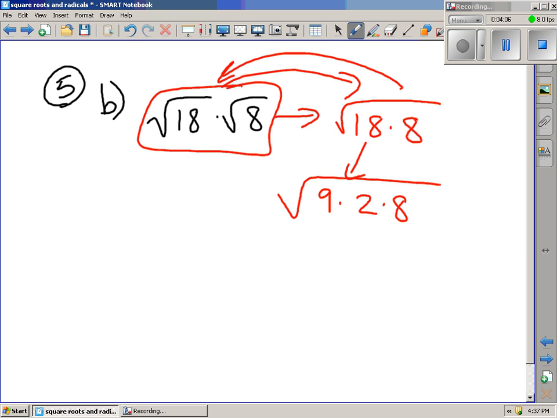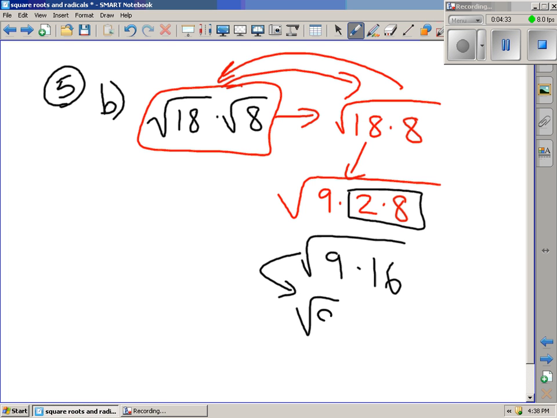And while I'm doing the prime factorization, I'm going to stop right here because I noticed something. If you notice something right away that's useful, you don't have to do the complete prime factorization. I noticed that 8 times 2 is going to give me 16. 9 and 16 are both perfect squares, so they're really nice to work with. From here, I'm going to split this back into 2 radicals.